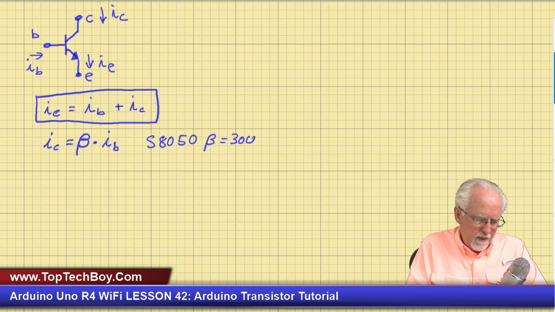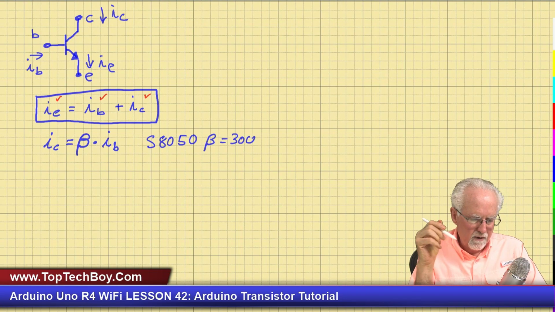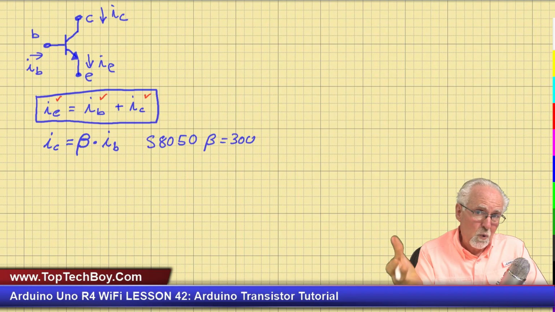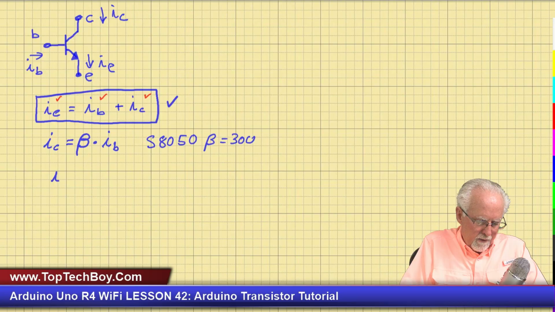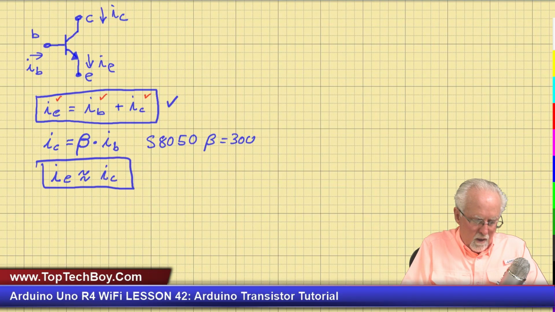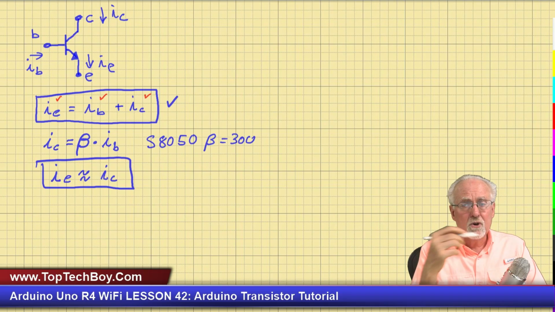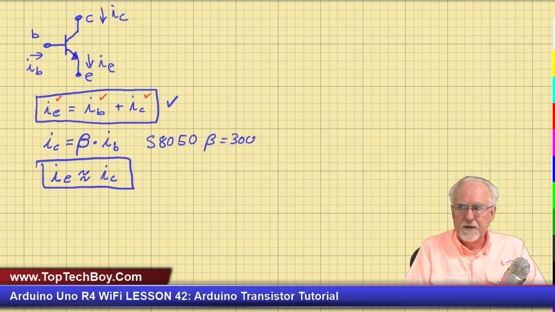Now also, if we look at this, the emitter current is equal to the base current plus the collector current, and the collector current is 300 times as big as the base current, so we can simplify this equation by saying the emitter current is approximately equal to the collector current. Why? Because the base current is so small in this equation, we can just ignore it.